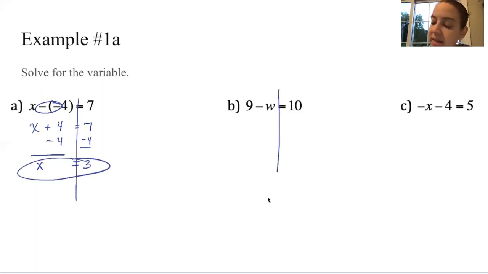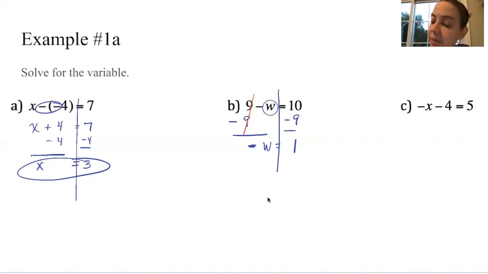For letter B, this is where we see two-step equations. Your job is to get the W by itself. So we want to subtract 9 on both sides. 10 minus 9 is 1. Bring down the W. Now, don't forget to bring down the negative sign as well. And then 9 minus 9, you don't have to bring down because 9 minus 9 is 0.